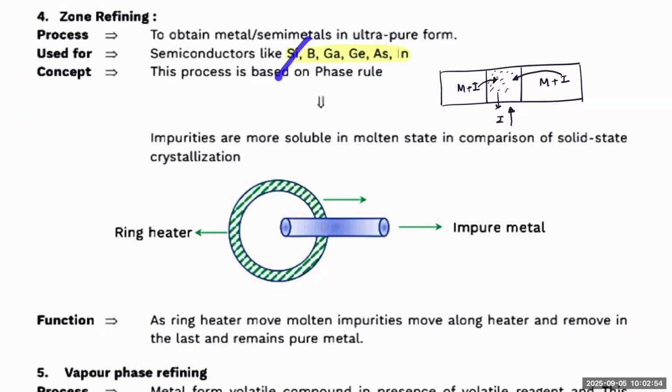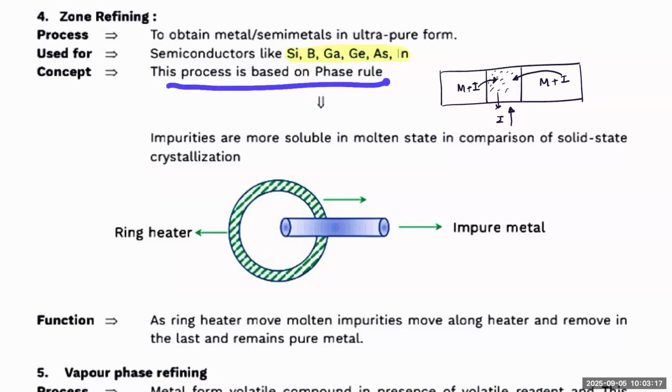Typically, this is done for pure form silicon. Ultra pure is 99.99% pure. So silicon, boron, gallium, germanium, arsenic, indium and so on. These are metals typically used in semiconductors.